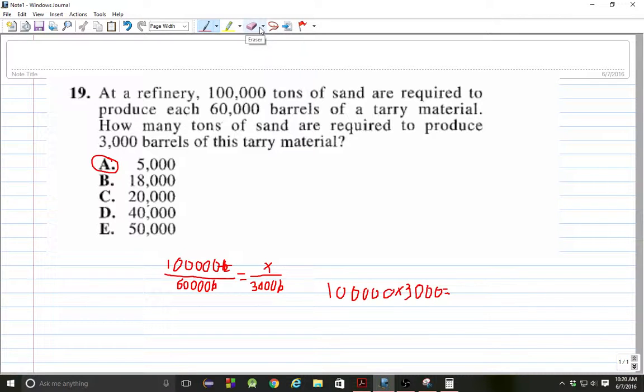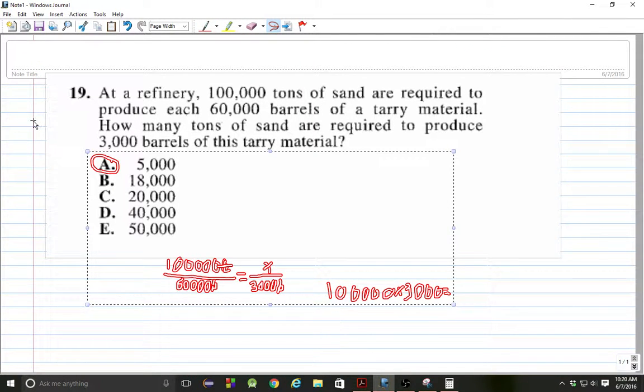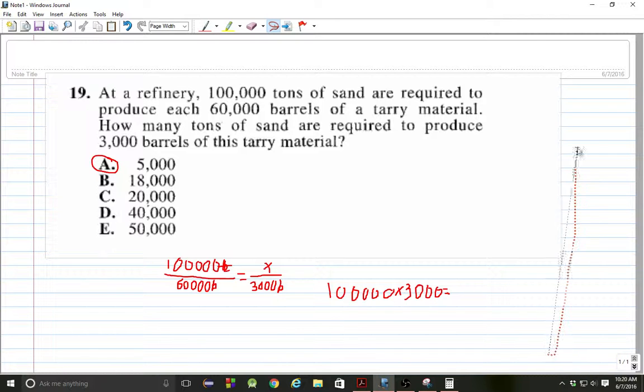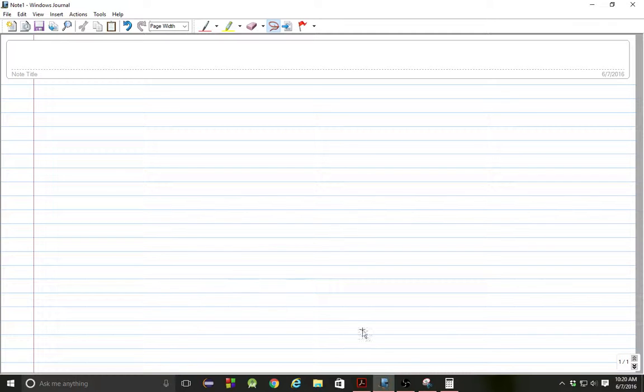Okay, so there is the last problem coming up. If I can just delete this. There we go.